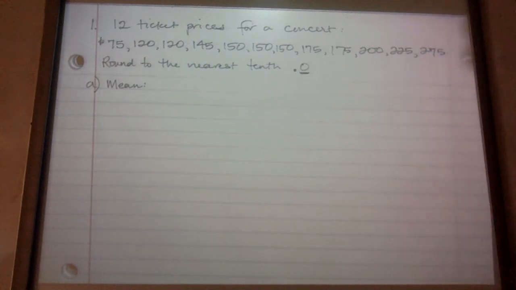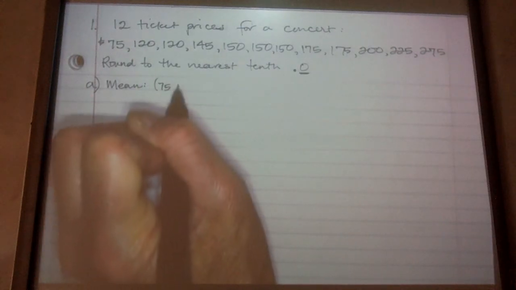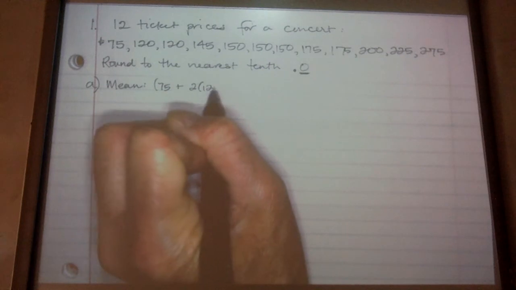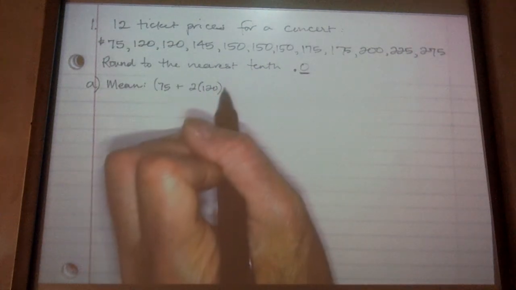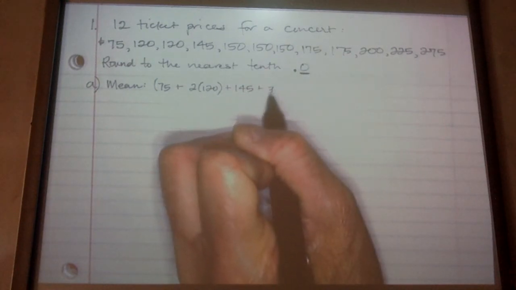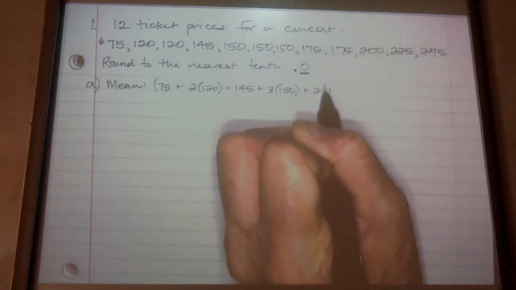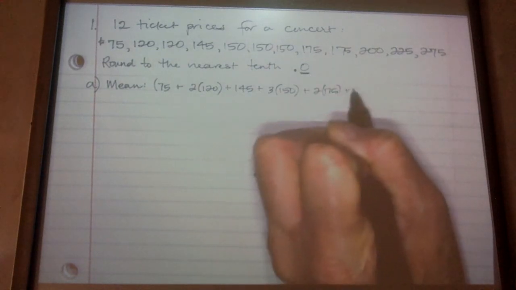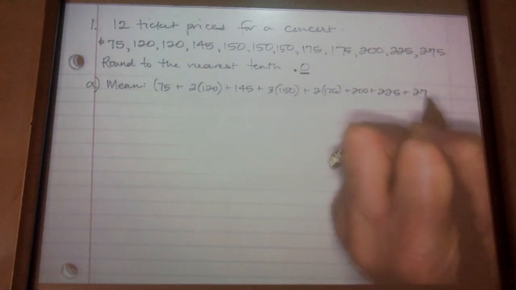All right, so we're going to have to add up everything. You will need a calculator for this part, okay? I'm going to go over how I'm going to enter it. I'm going to do 75 plus 2 times 120. Why am I doing that? Because there's two 120s. Plus 145, there's only one of them. Plus 3 times 150, plus 2 times 175, plus 200, plus 225, plus 275.